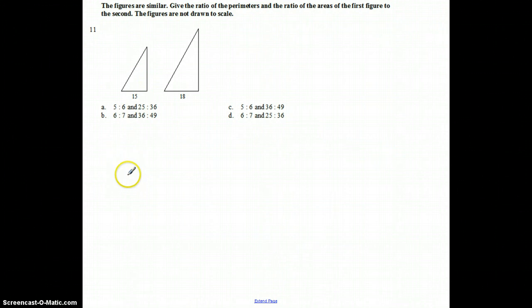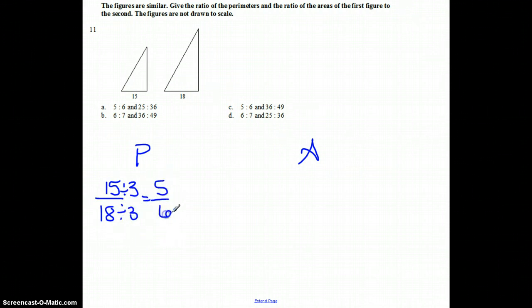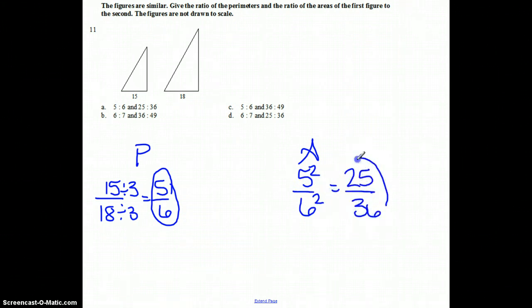Okay, now to do the area of the perimeters, and then we have the ratio of the areas. So my ratio for the perimeter is just going to be these two over each other. So 15 over 18, and then reduce. So this is the ratio of my perimeter. To do area, I take that ratio, my perimeter, and square it. So that's my area. So that means if I'm looking up here on 11, my answer is going to be A.